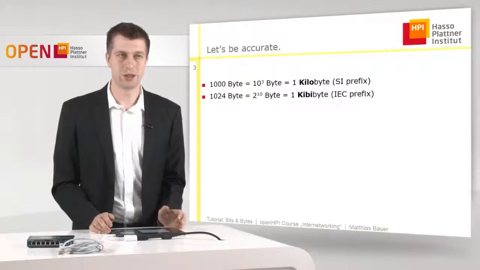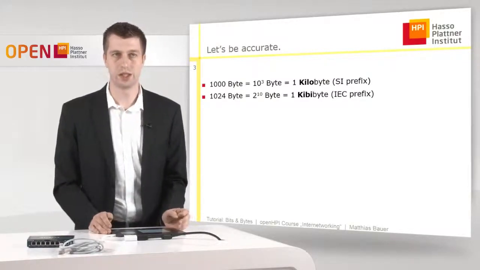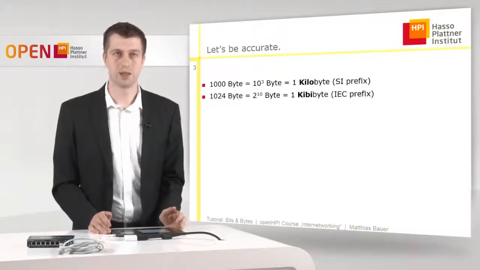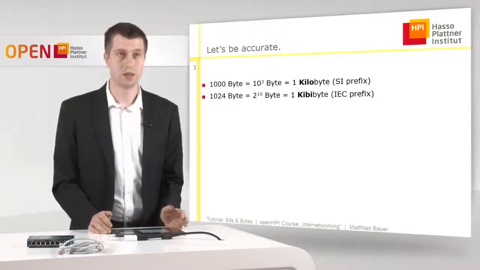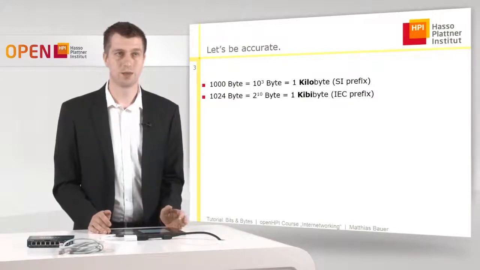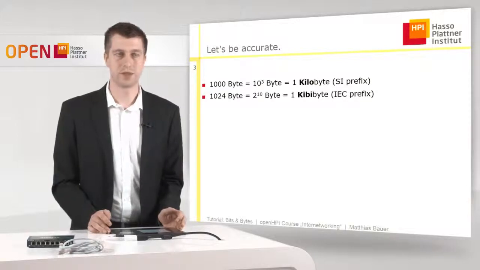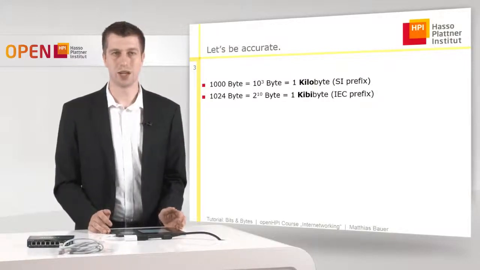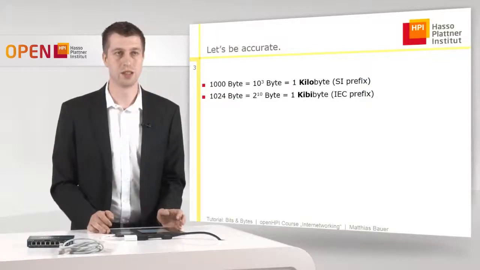So we want to be accurate because there are exact definitions about what is 1 kilobyte. And there is this SI definition and the IEC definition. And it differs because the SI definition says 1000 bytes, which is 10 to the power of 3 bytes, is 1 kilobyte. And 1024 bytes is 1 kibibyte. This sounds a little bit weird because we haven't heard it quite often, but that's the correct and exact definition.